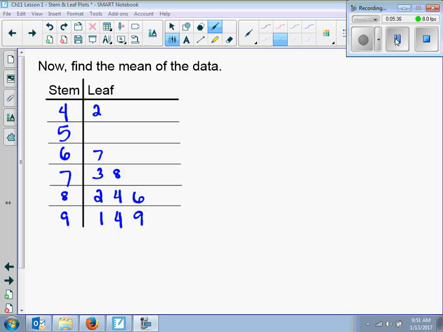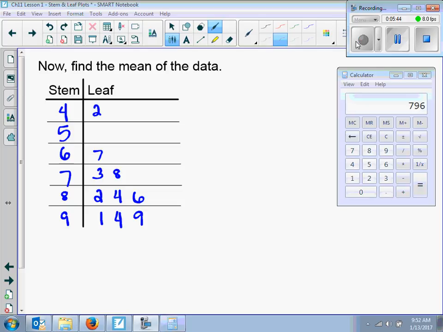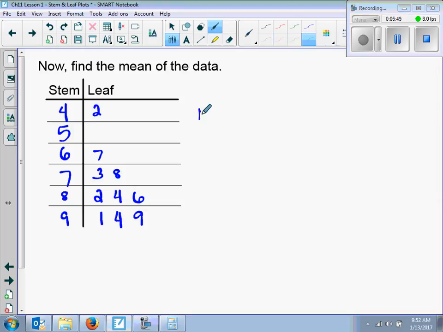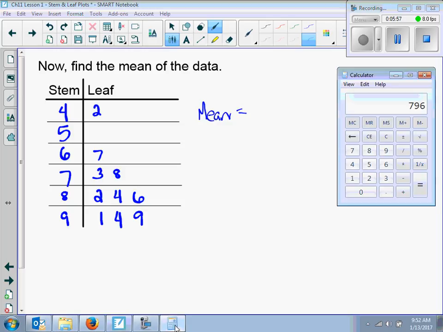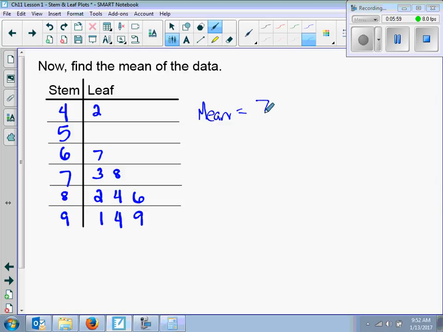Add them all together. How many numbers there are, right? So let's add them together. All right. So to find the mean, and you got to make sure we're showing our work. Wait, what was the number? 796. So we have 796, and then we're going to divide by how many there are.